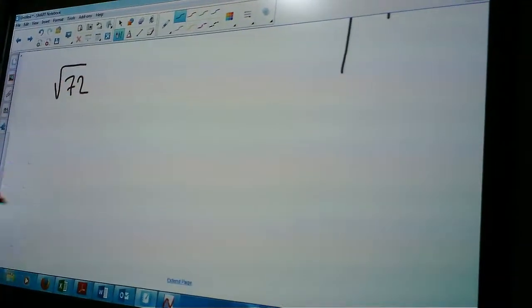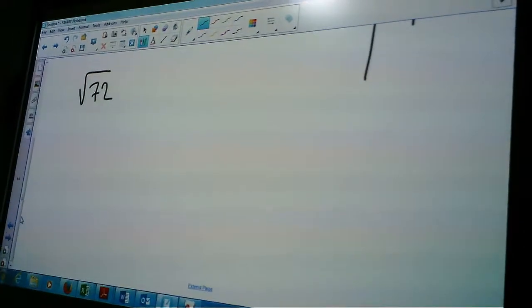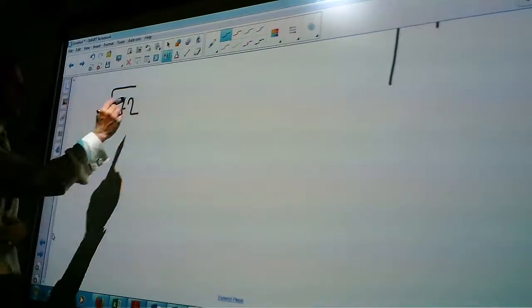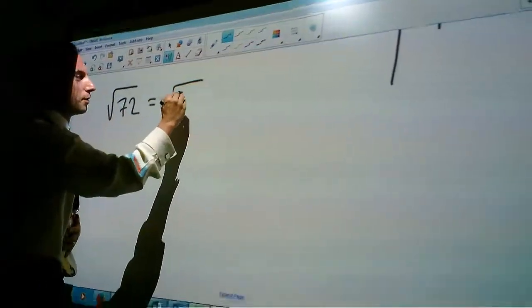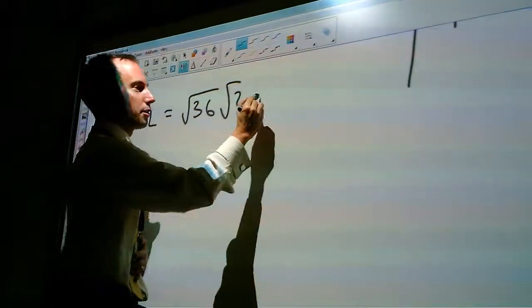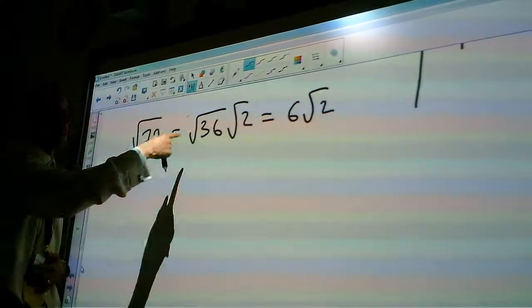Moving that one down. The square root of 72. I'm picking this one because there are several ways you can do it. Can we divide it by a square number? 36. You can divide it by 36. Top answer. Okay, so we can write that as root 36 root 2, which comes all the way down to 6 root 2, because the square root of 36 is 6.